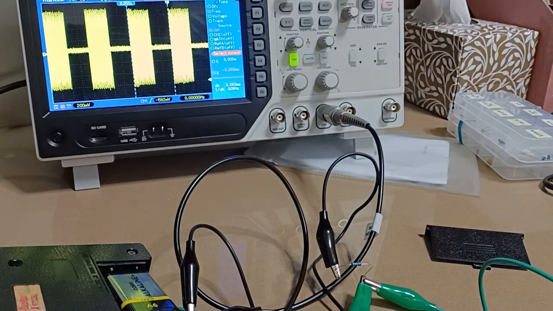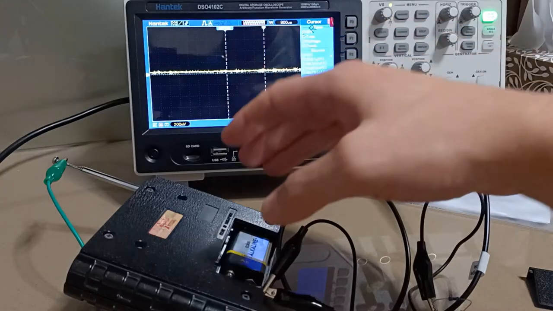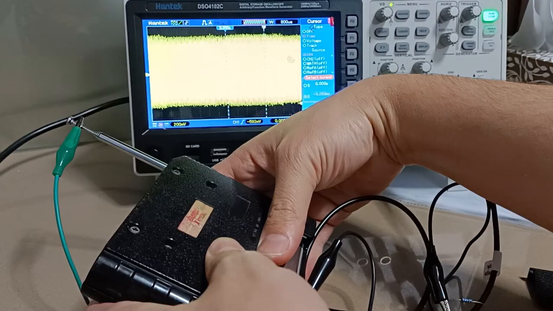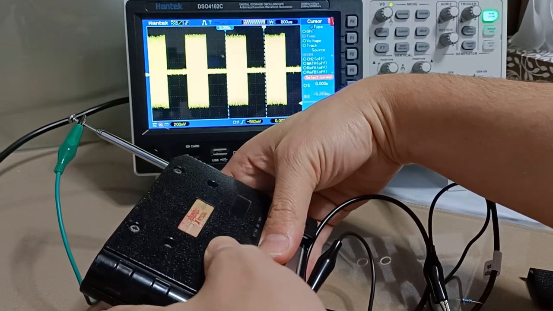So these pulses have a frequency of about 306 hertz, and the length or the period is about 3.26 milliseconds. Right, so now let's see what happens when we're going left and right. So we'll do backwards first.